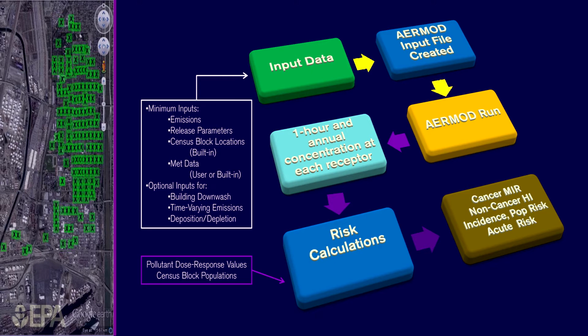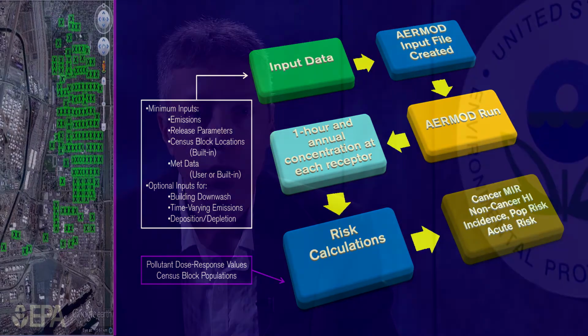The outputs of AirMod are the short-term and long-term concentration estimates at all receptors of interest. With these concentrations and pollutant dose response values, HIM estimates cancer risk and non-cancer hazards at the receptors. Using the population data from the census data set, HIM also estimates cancer incidence and population risks, which are basically the numbers of people at specific risk levels. With this introduction, we're now ready to go through a demonstration of HIM.